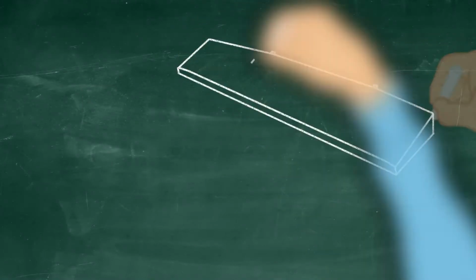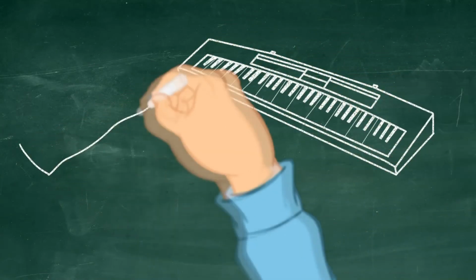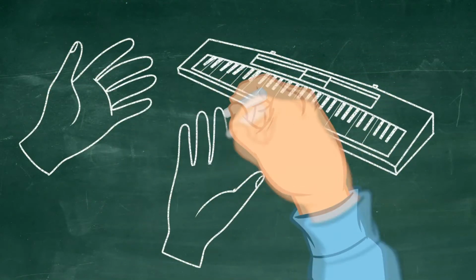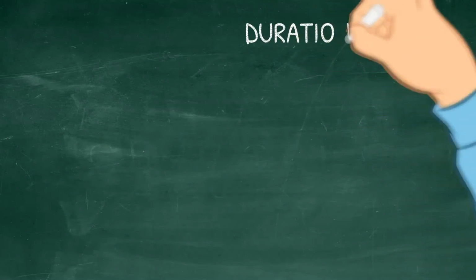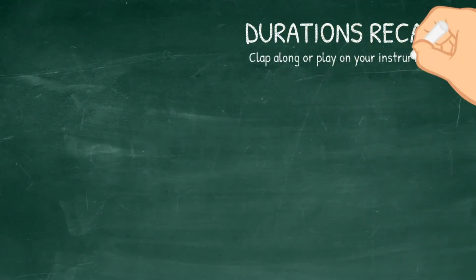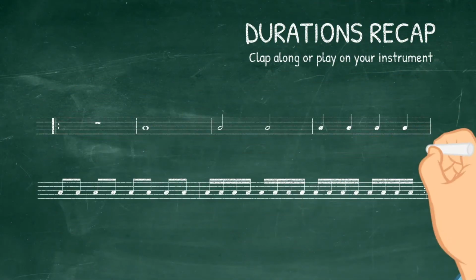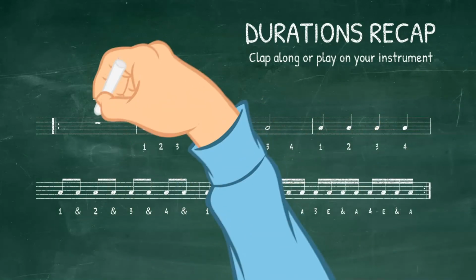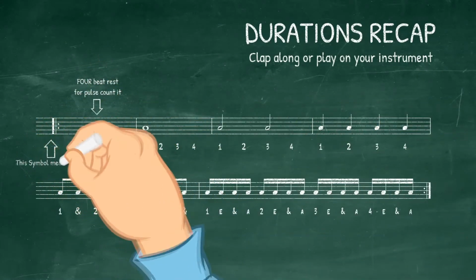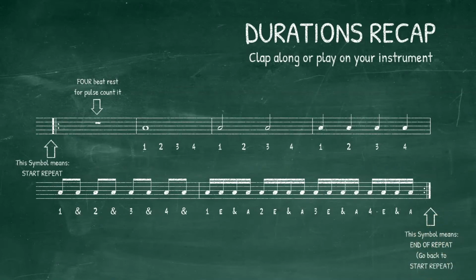Let's try playing those note durations against a pulse. You can either do this on an instrument or by clapping. Both examples will be here for you to play along with. We'll start with the semibreve, which lasts 4 beats, then double the speed every 4 beats until we reach the semiquavers. We'll then have a 4-beat rest and we'll do the process again. Okay, here we go after 4.